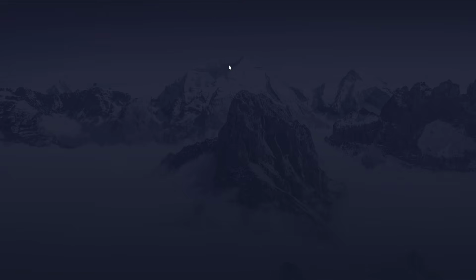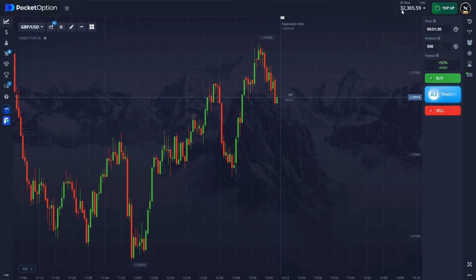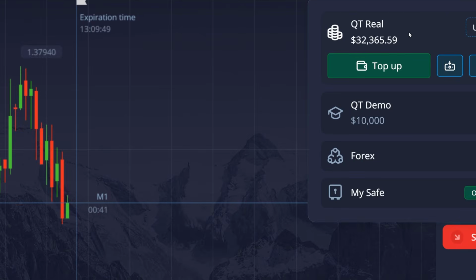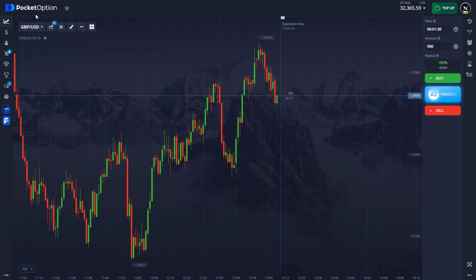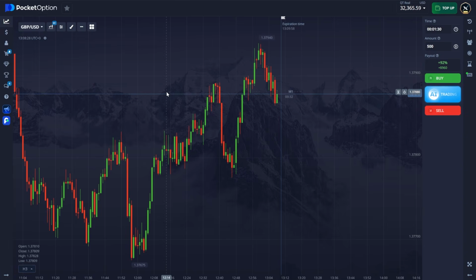Just to confirm, we're on the Pocket Option platform. I can refresh the page to prove it. We're trading on a real account with a current balance of $32,000. Let's get one thing straight right from the start. Martingale is a tool, not a magic button.